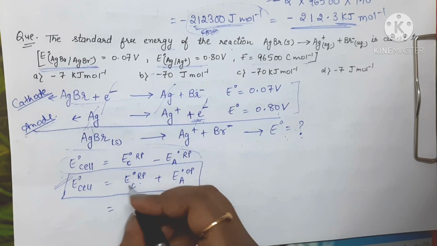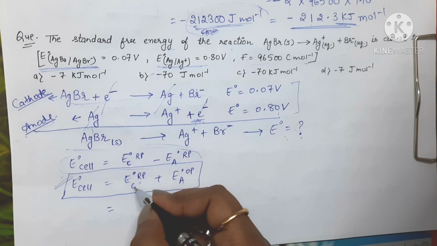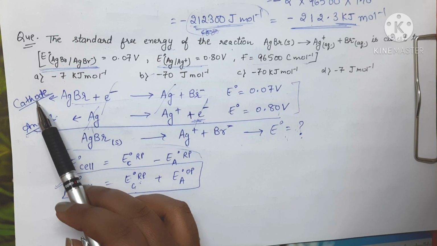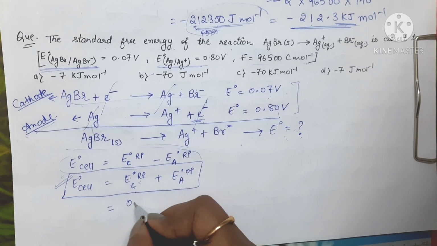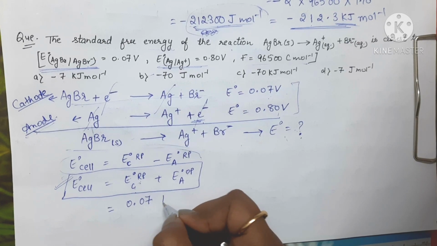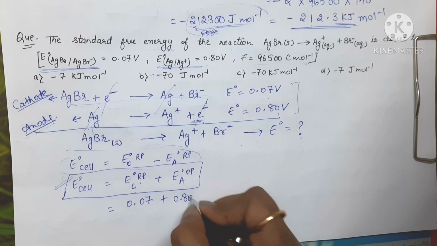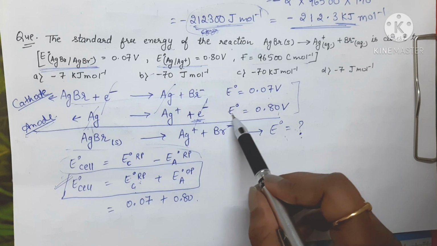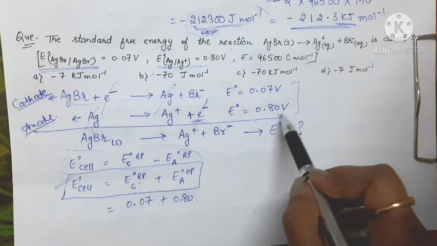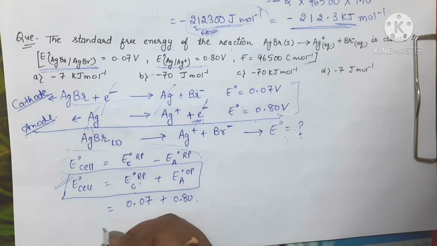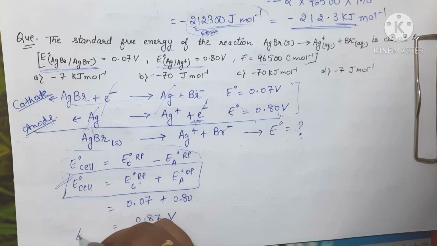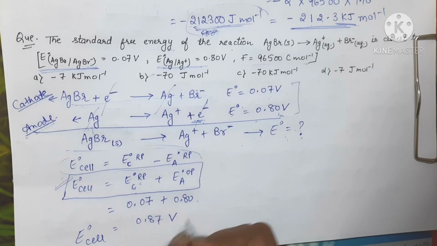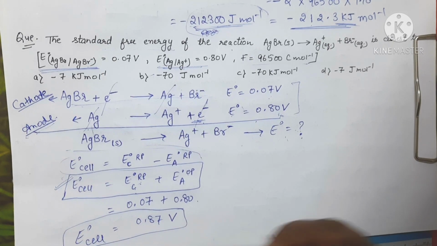So we have to put the reduction potential value for cathode. At cathode reduction is happening and we have to put the reduction potential value as 0.07, plus 0.80, which is the E naught value at anode, the oxidation potential value. So we'll get 0.87 volt. This is the E naught of cell. Okay, now we have found the E naught of cell.